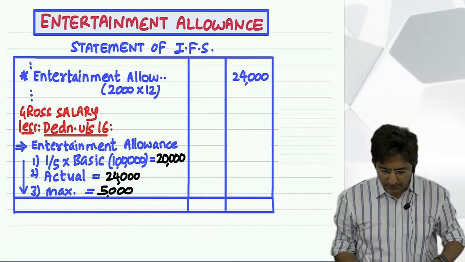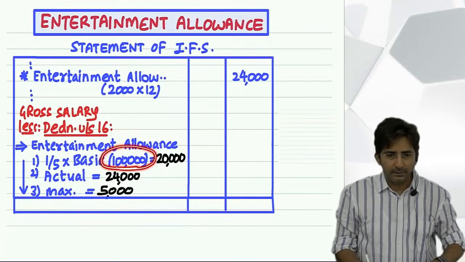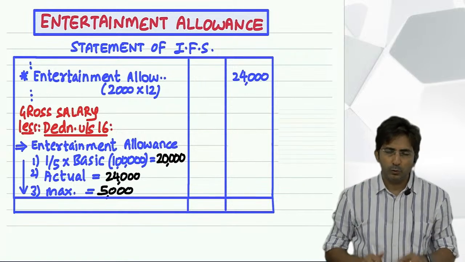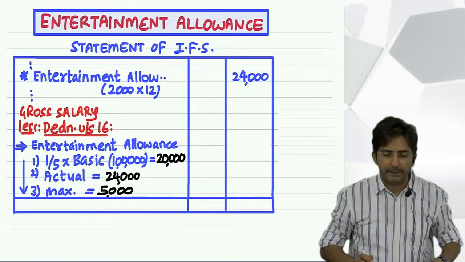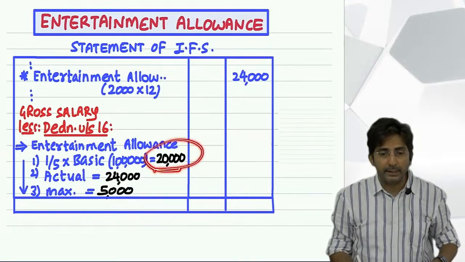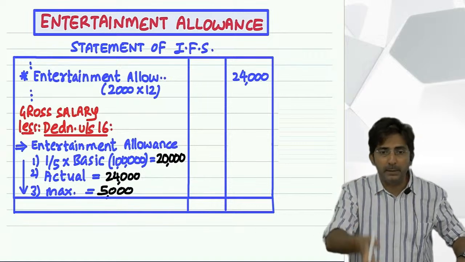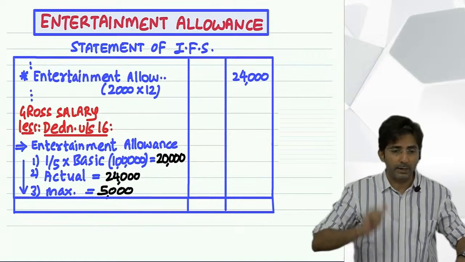Okay. So let's assume the employee's basic salary is 1 lakh. See, in every question you will be given a basic salary. So whatever is the basic salary, take 1/5 of that. So that comes to how much? 20,000 in my example. It will not always be 20. Depending upon the basic salary in the question, you have to take 1/5.